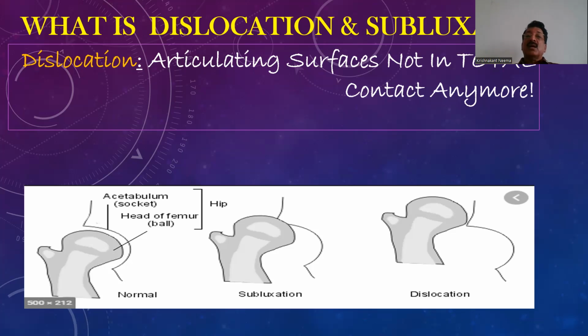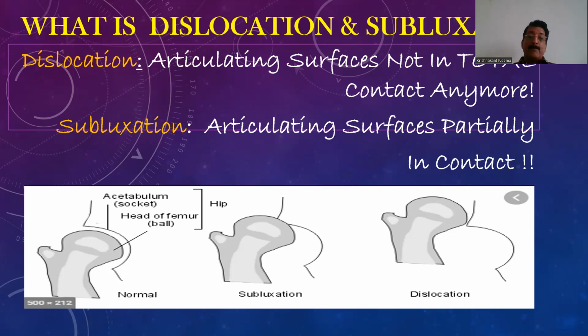So when the articulating surfaces are not in total contact, it is dislocation. What is subluxation? When the articular surfaces are partially in contact. Can you see? In the second diagram, half of the bone of the head is still in contact with the acetabulum. So partially out is subluxation, totally out is dislocation.